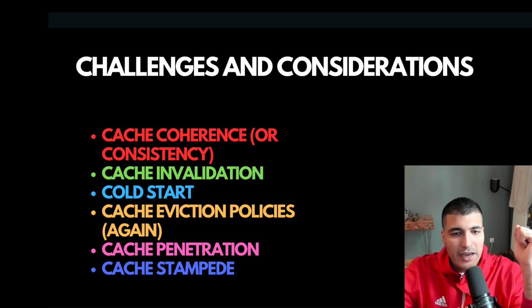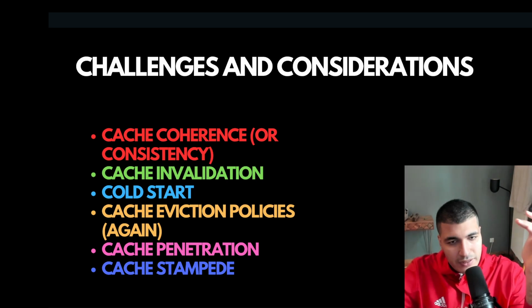Number five, cache penetration. This is a security and performance concern. It occurs when malicious actors or just buggy code repeatedly query for data that doesn't exist and will never exist in the cache or the database. Each miss goes to the backend, potentially overwhelming it.